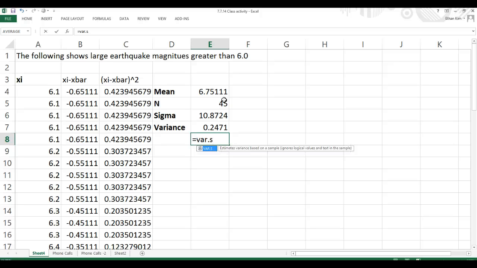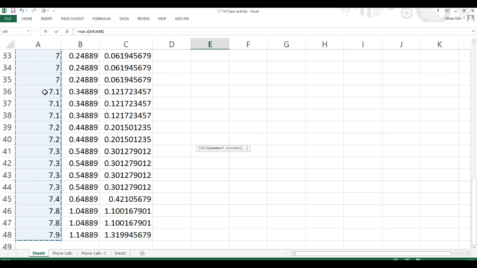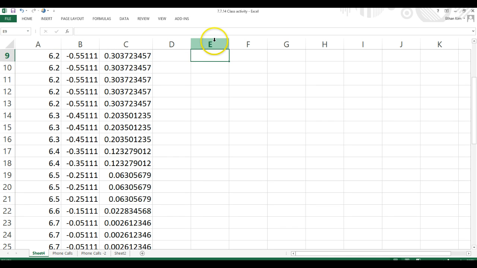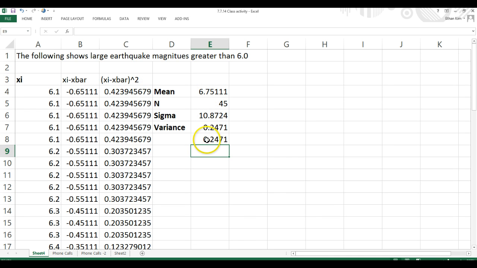So VAR.S, and then you just give it a range. So select these, close parentheses, enter, and let's see if we get the same answer. So there we go. We have the same answer. This is the variance using the Excel function, and this is the one that we got.